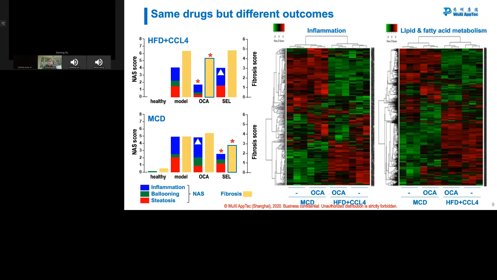So the gene expression profiling further confirmed these differences, despite the signature gene expression changes attributed to obeticholic acid in both models. I don't want to go through the detail, but shown on the right panel are the heat maps of the two subsets of genes involved in inflammation and lipid metabolism in these two models, and in response to obeticholic acid.